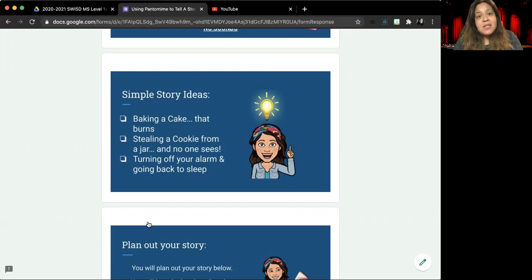Remember to pick something that doesn't require props. Remember, this is pantomime. So picking a situation or a story that would require you to have a lot of extra stuff or too many characters is going to make your pantomime unclear. So it's important to think about those things when you are coming up with your idea of what to pantomime.